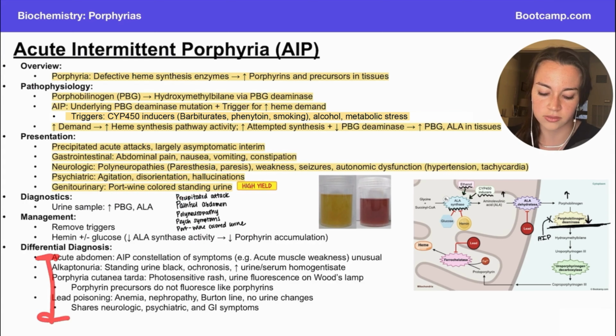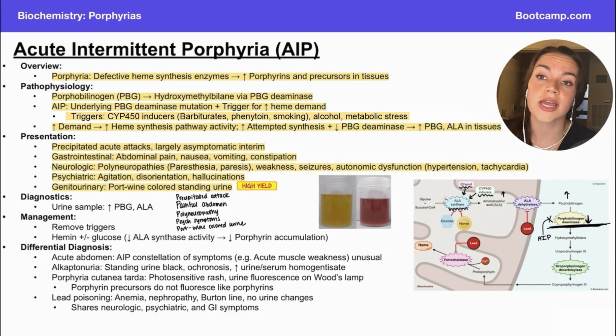To diagnose this, you get a urine sample from the patient, and most of your clues for diagnosis are going to come clinically, but for a confirmatory test, you can get a urine sample and look for elevated PBG and ALA, those heme synthesis intermediates. For the management here, the obvious thing is to remove the triggers, right? If the patient's on a cytochrome P450 inducing drug, take them off.